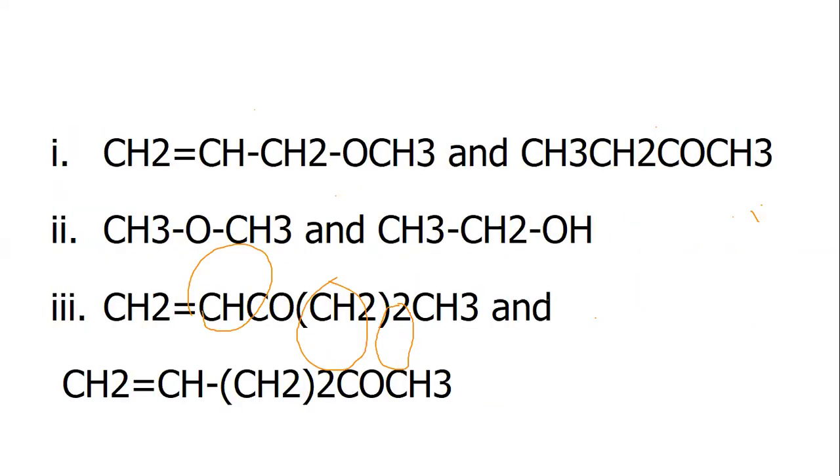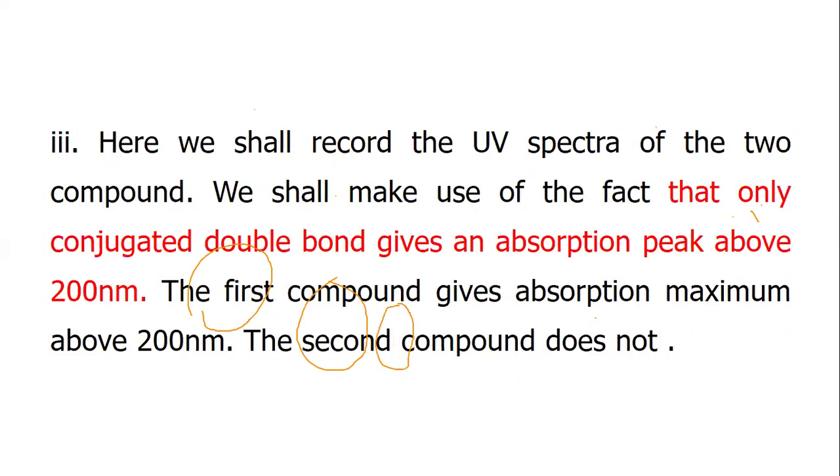In case of the third pair, we use the UV spectrum. We shall record the UV spectra of the two compounds. We shall make use of the fact that only a conjugated double bond gives an absorption peak above 200 nanometer. The first compound gives an absorption maximum above 200 nanometer, the second does not.